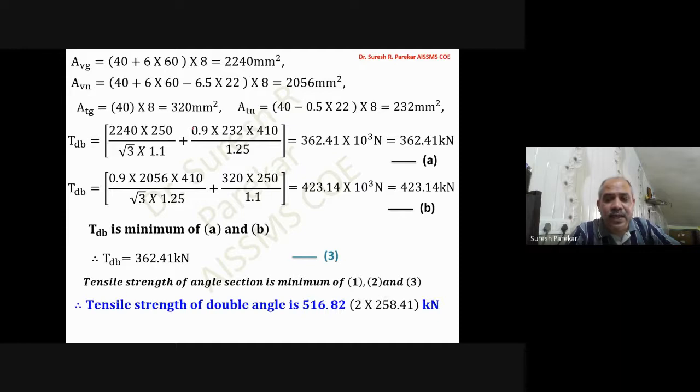Tensile strength is the minimum of the 3, and we have that due to Tdg, which is 258.41, as we have double angle section, so that will be 516.82 kilonewton, greater than 500 kilonewton, therefore safe.